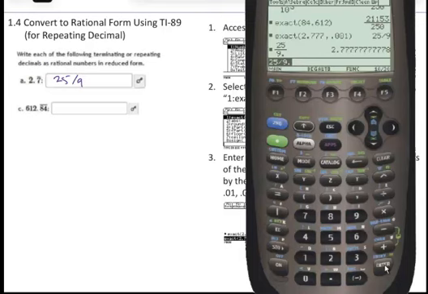So try the next example on your own and see if you can come up with the rational form for 612.84 repeating. Now remember, you are still going to need to be able to do these by hand for your final. I'm just showing you how to use your calculators in case you get to use them on anything.